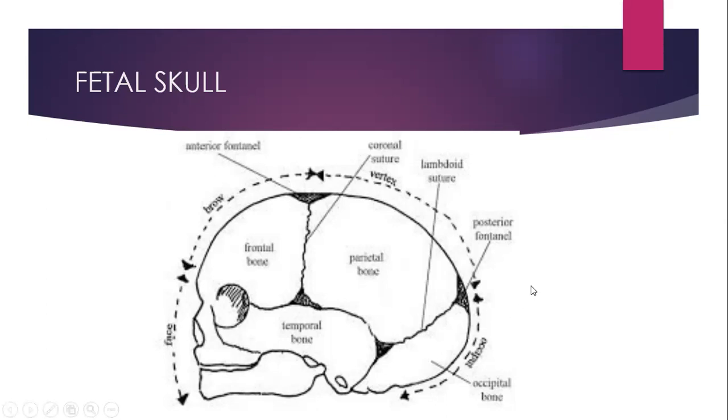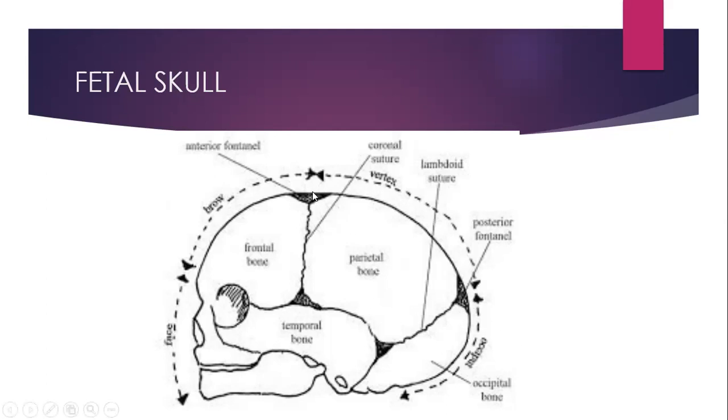Okay, next is sutures. First one is the sagittal suture, which is between the parietal bones. Next is the frontal suture between the two frontal bones. Then the lambdoid suture, which separates the occipital bone and the two parietal bones. And we have two fontanelles, right? Anterior fontanelle and posterior fontanelle.